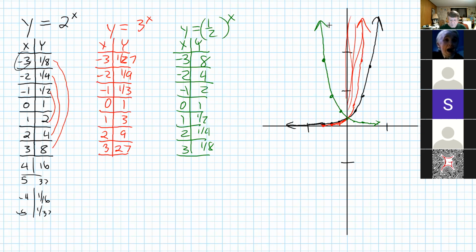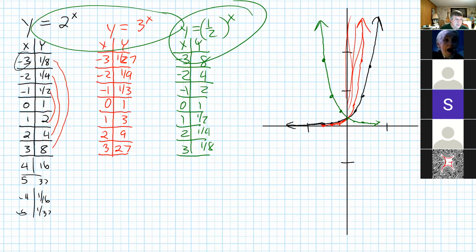Okay, now, on all of these graphs, the domain is all real numbers. The range is greater than 0. There are no x-intercepts. The y-intercept is 1. Those are true of all of these. These first two, we say that they are increasing functions because both the black and the red graph get larger as they go from left to right. So it's increasing over its entire domain. This one, however, is decreasing over its entire domain.